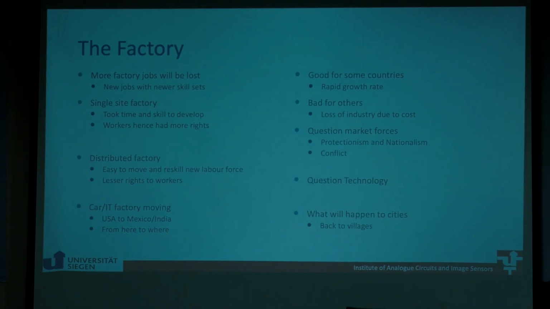And slowly that dissemination is happening. People are working from home. So will cities survive? Or will we all be going back to villages?